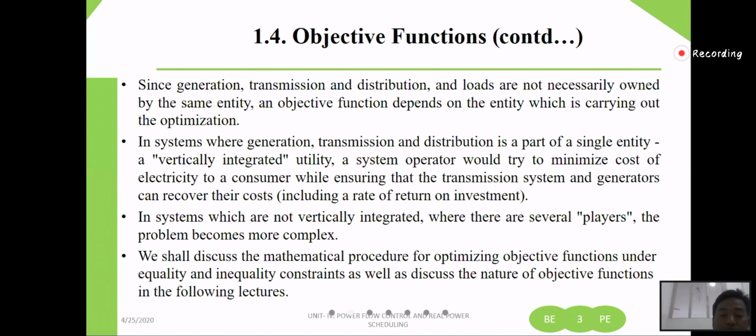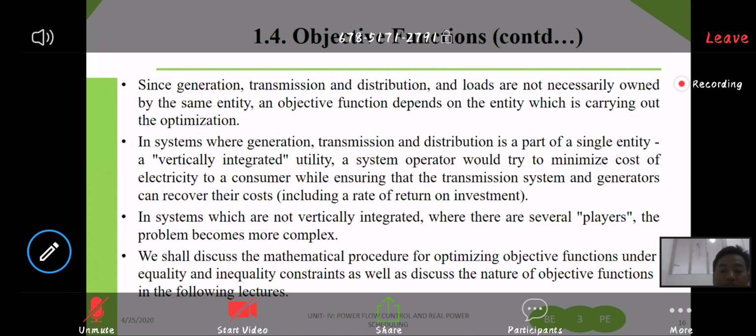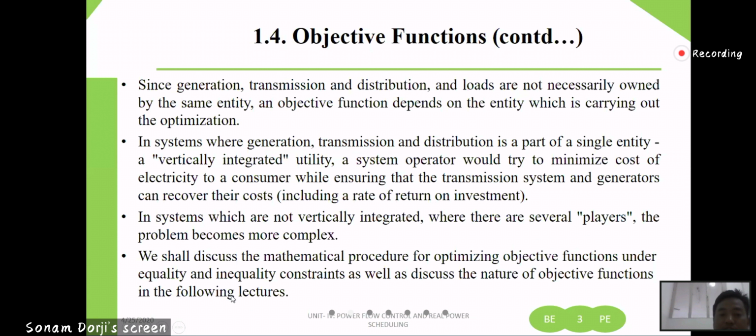We can do this optimization, which we will learn in the 7th semester, and hopefully I will take this module. Then we shall discuss a little bit of the mathematical procedure for optimizing a function under equality and inequality constraints in the next lecture. So that's all about today's lecture.